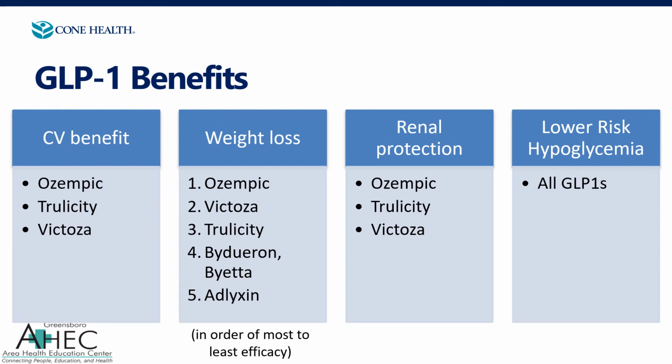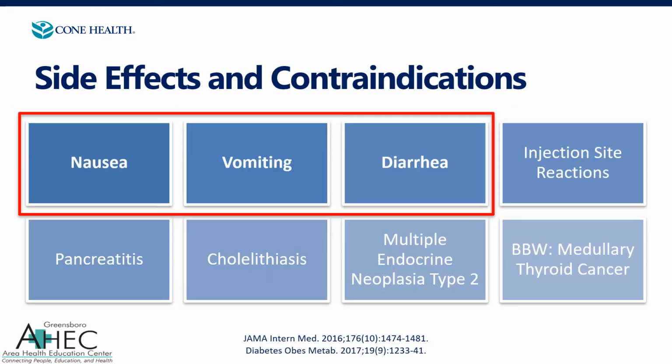These medications also provide renal protection, and this includes in studies shown to reduce nephropathy, reducing the progression of CKD, and reducing the rate of eGFR decline, which includes Ozempic, Trulicity, and Victoza, the same medications that have cardiovascular benefit. And lastly, all of these medications help lower the risk of hypoglycemia compared to other agents like insulin or insulin secretion promoting medications.